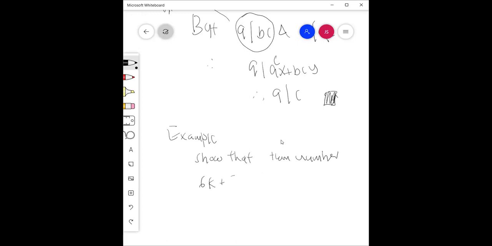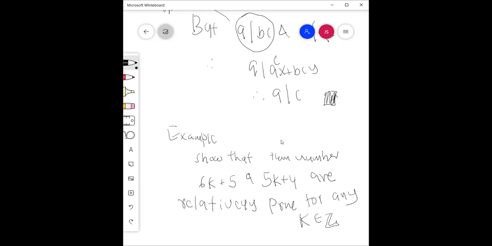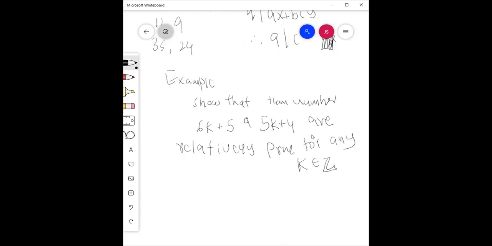6k plus 5 and 5k plus 4 are relatively prime for any k in Z. Why? If k equals 0, you get 11 and 9, relatively prime. If k equals 5, you get 35 and 24, relatively prime, and so on. For any value of k, those two numbers are relatively prime.